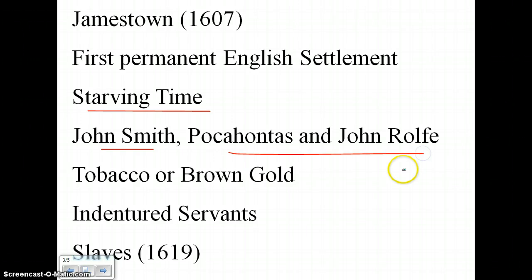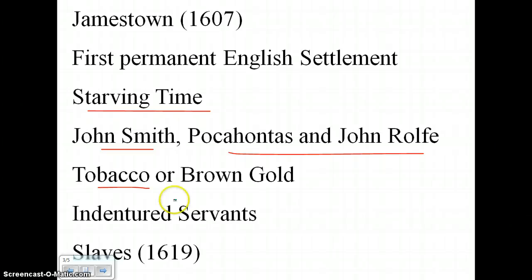Pocahontas and John Rolfe, in many ways, if John Smith helped the colonies survive, Pocahontas and John Rolfe helped the colonies thrive, because they are the ones that come up with a good-selling, good-tasting tobacco. Back then people chewed tobacco far more commonly than they smoked it. So this tobacco would become the saving grace of Jamestown.